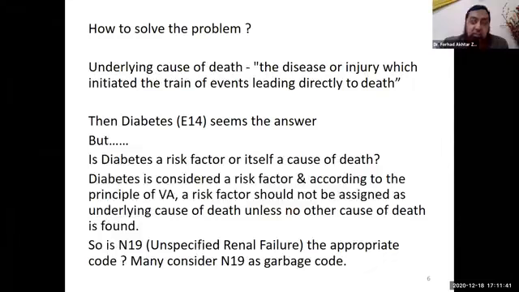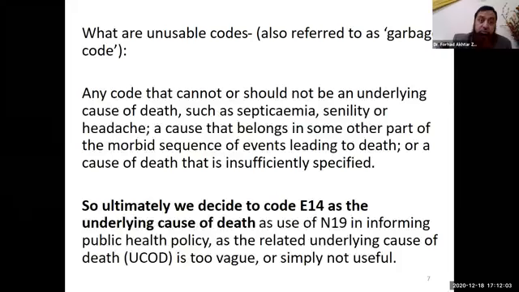But let us remember that many of us consider N19 a garbage code. As Dr. Ayan in his first presentation has already shown, it's a type 2 garbage code. N17, acute renal failure, N18, chronic, and N19, unspecified renal failure, is a garbage code. So what are those unusable codes or garbage codes? Dr. Ayan has already explained.